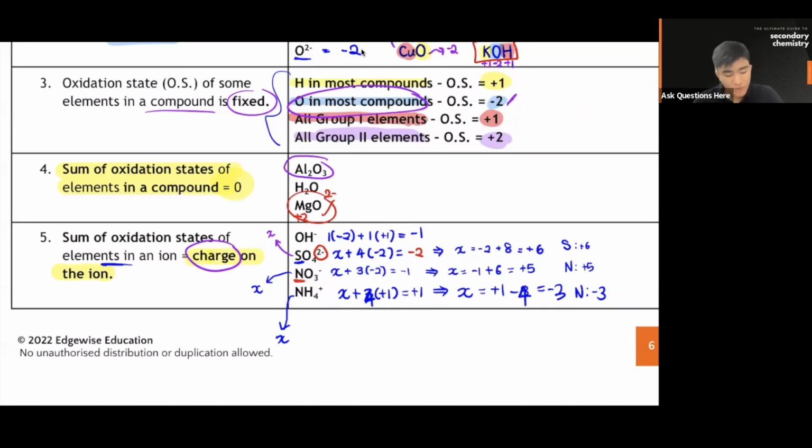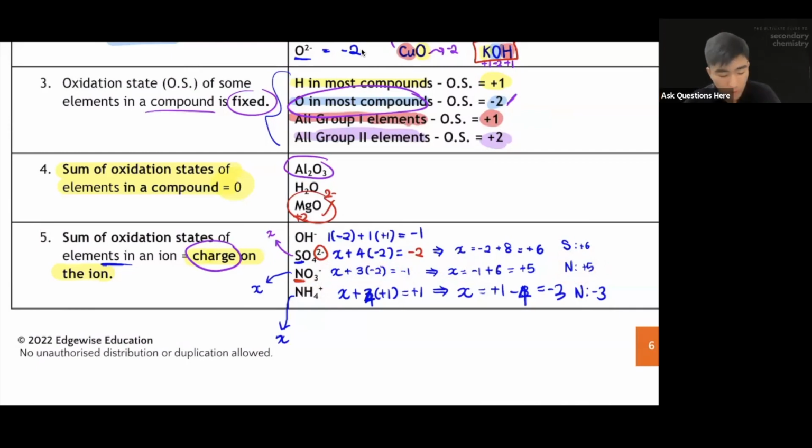Okay, so you can see NO3- over here, we have X as nitrogen plus 3 times -2, which is the charge on oxygen, which is the oxidation state on oxygen, and equals to the sum, which is the charge -1. If I do some simple mathematics of rearranging everything around, you can see that nitrogen has a charge or the oxidation state of +5.